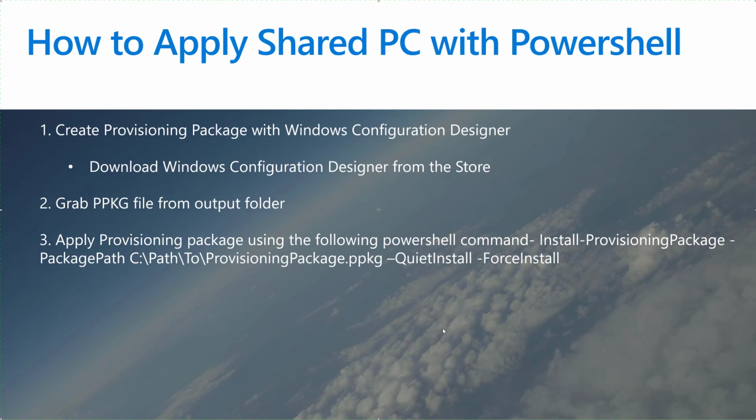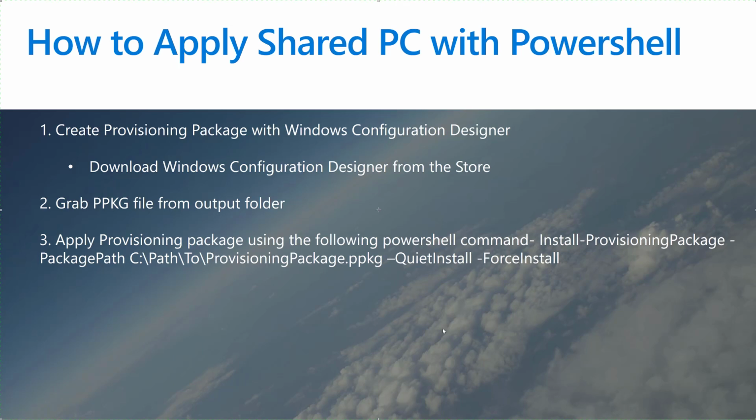So in order to apply this with PowerShell, we need to create a provisioning package first, and if you've never done that before, you can go to the Windows Store and download Windows Configuration Designer. When you go through that process, it's going to ask you how you want to create your package. Do you want to create a package for a desktop device, a Surface Hub, or a kiosk? And there's also an option for advanced configuration. I'm going to demo this in a minute to show exactly what this process looks like.